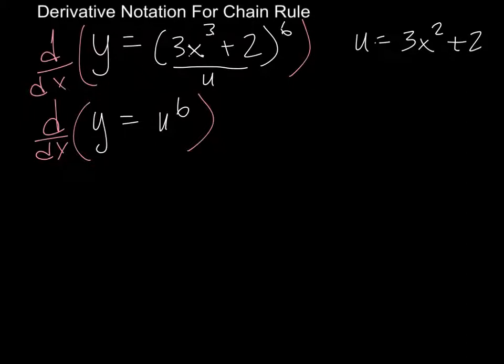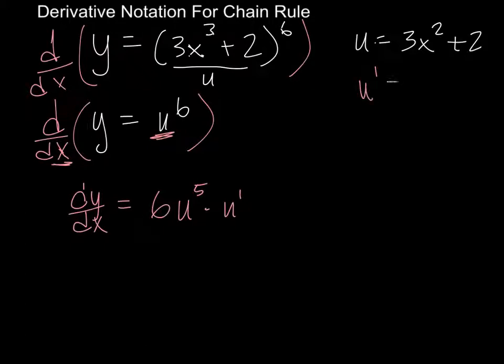Now, since I'm taking the derivative with respect to x, I have an x here, but this is not an x. This is a u. These are not the same. So if I'm calculating the derivative, I'm going to get dy dx is equal to 6u to the 5th times u prime, okay? And we calculate u prime up here, and this is just going to be 6x.